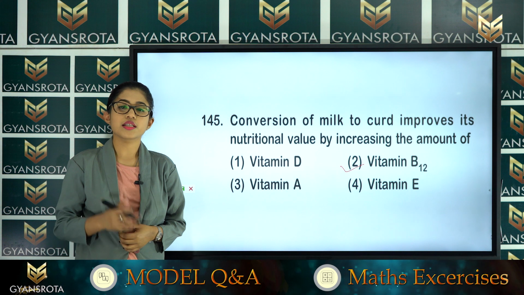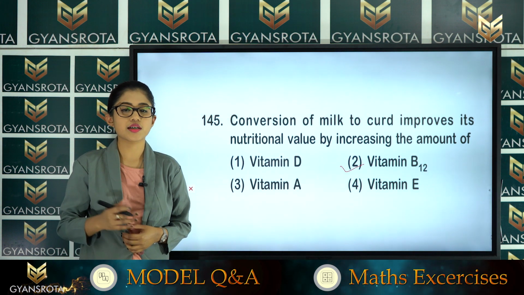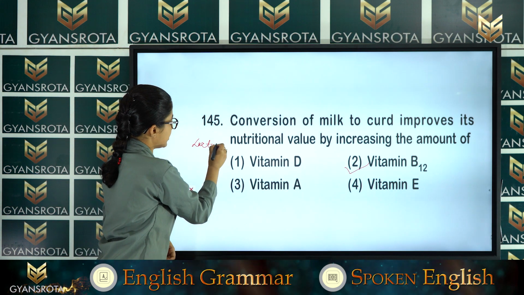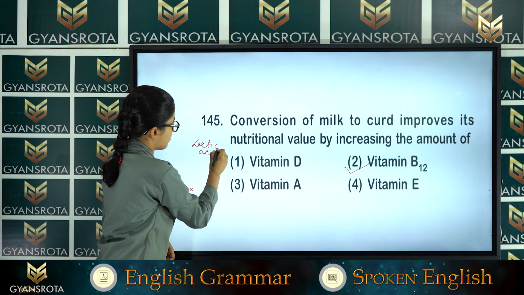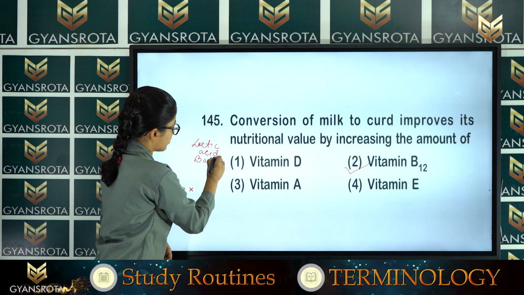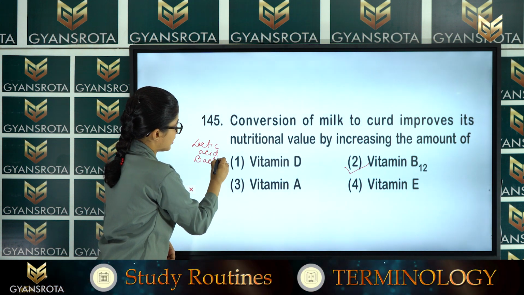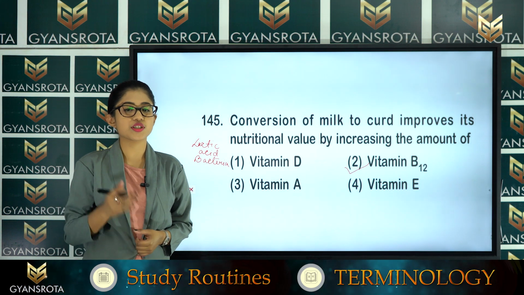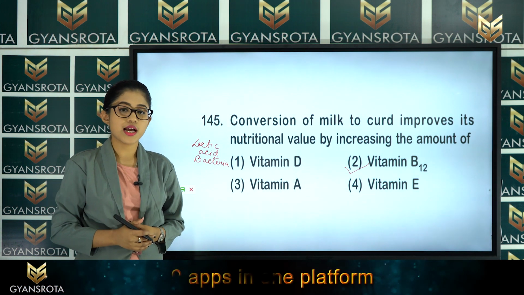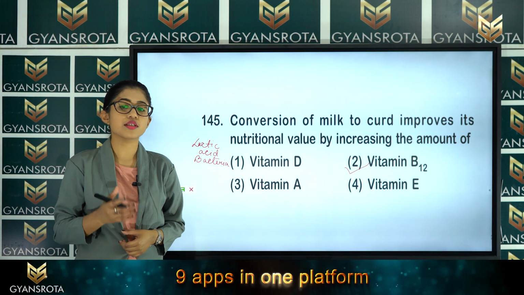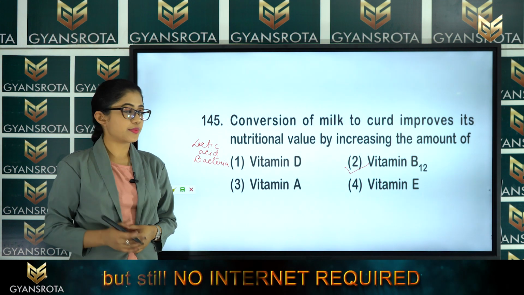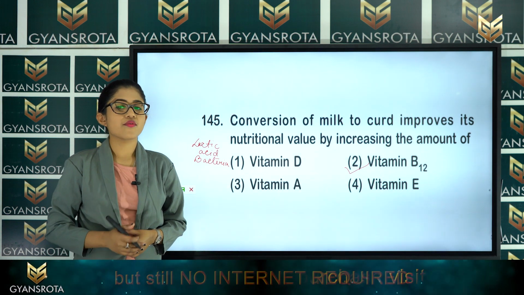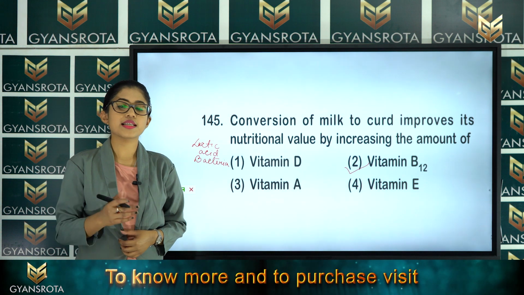So, you know that during the conversion of the milk into curd, what kind of bacteria it needs? It needs lactic acid bacteria, like for example, Lactobacillus. So, these are the organisms which convert the milk into curd, and during that process, what is the nutritional value of the curd? That will be vitamin B12. So, vitamin B12 is the correct answer for this question. Now, let us see the next question.